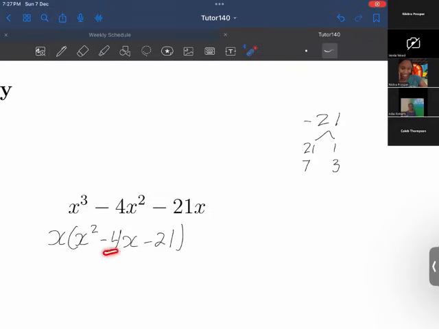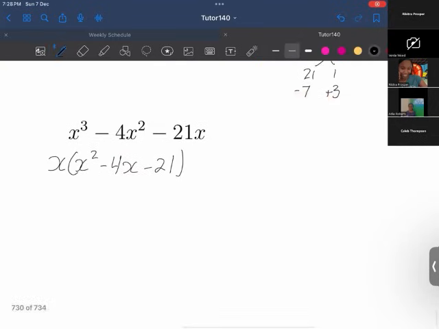I see that middle value is a negative 4. So I want these two values to add to give me negative 4. To do that, I have to make the 7 negative and the 3 positive. Because if I make the 7 positive and the 3 negative, that's positive 4. I don't want a positive 4, I want a negative 4. See, negative 7 plus 3 will give me the negative 4. And then negative 7 times 3 will give me the negative 21. So all you have to do now is just write x minus 7, x plus 3.